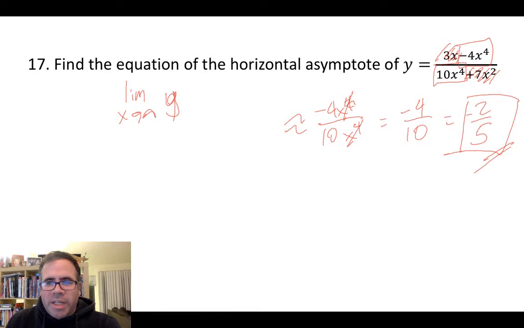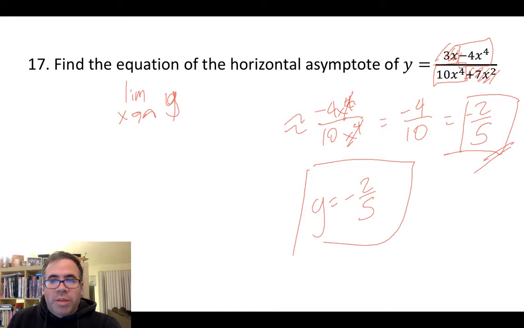If you want to wrap it up nice, technically horizontal asymptotes are lines. So if you need the equation of the horizontal line, it's y equals negative 2/5. This is the properest answer.